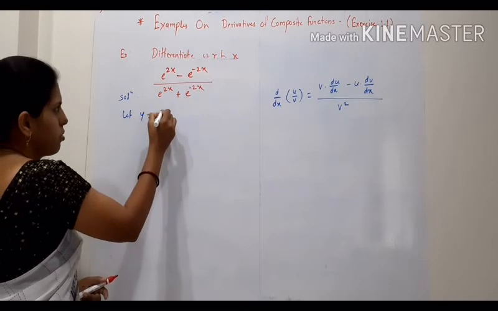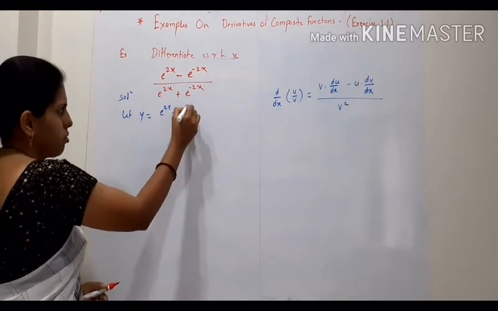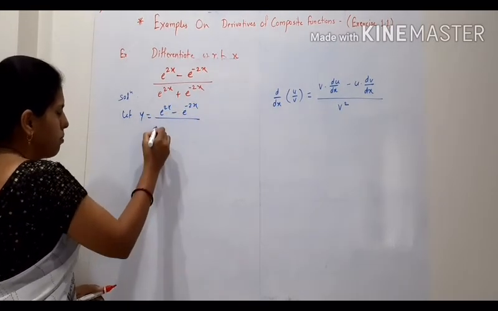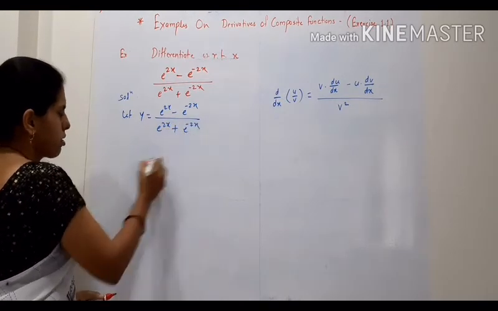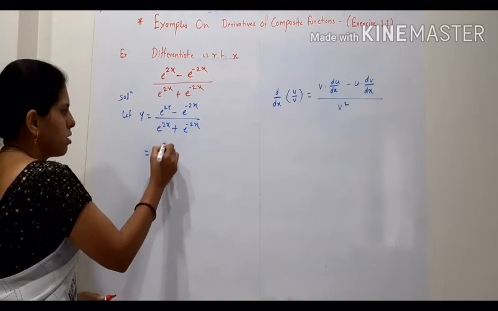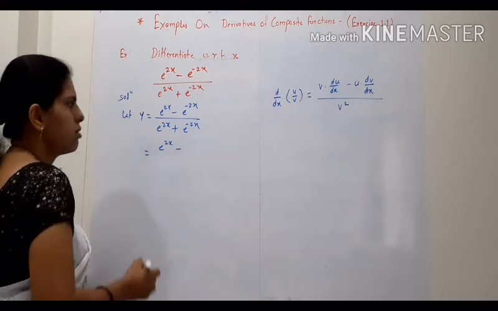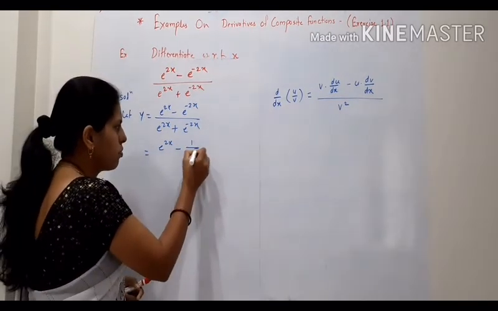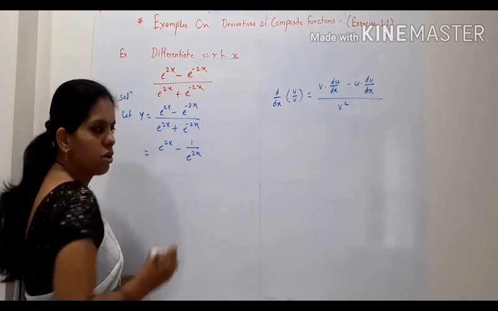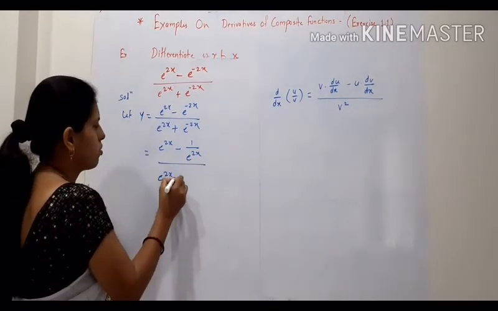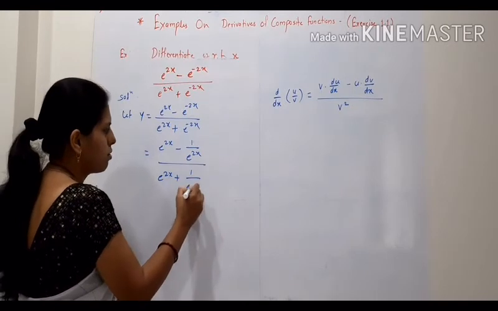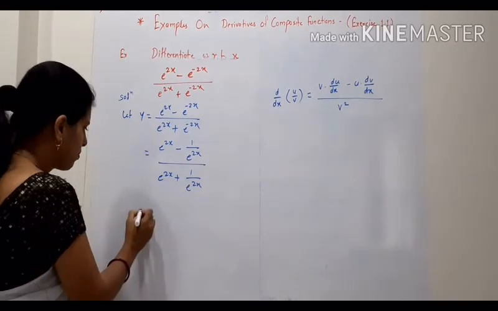Let y is equal to e raised to 2x minus e raised to minus 2x upon e raised to 2x plus e raised to minus 2x. Then, this will be positive in the denominator: e raised to 2x minus 1 upon e raised to 2x, over e raised to 2x plus 1 upon e raised to 2x.